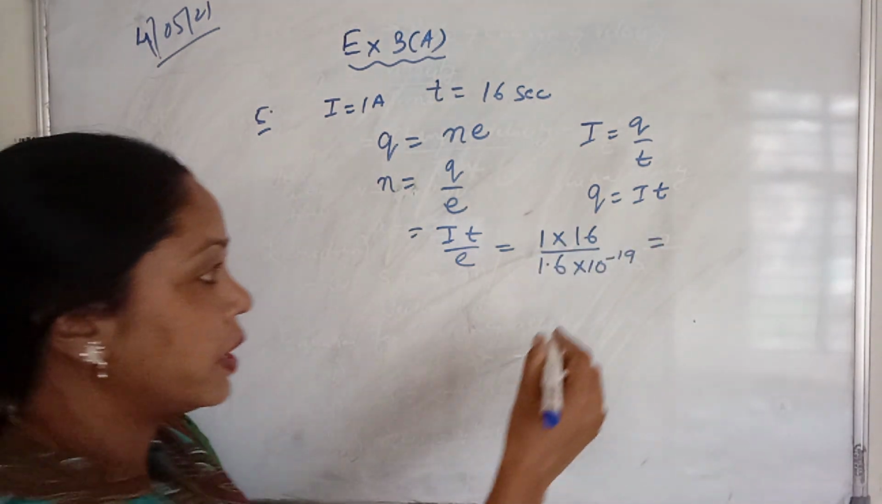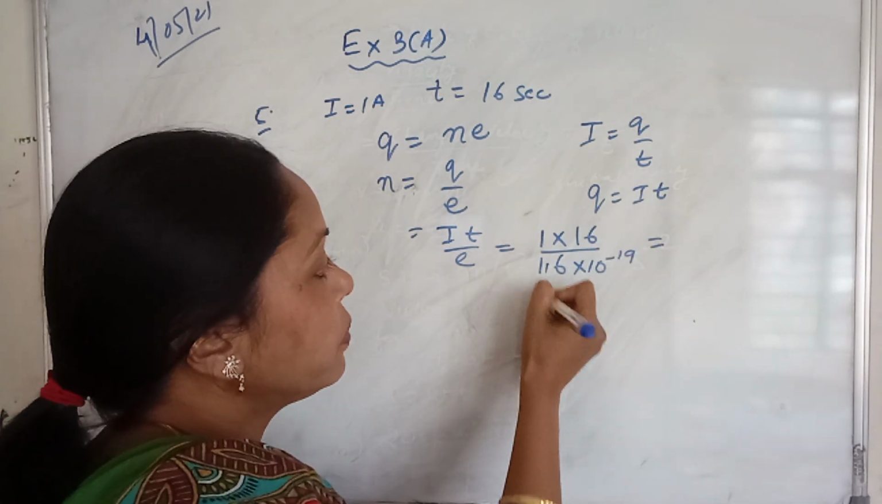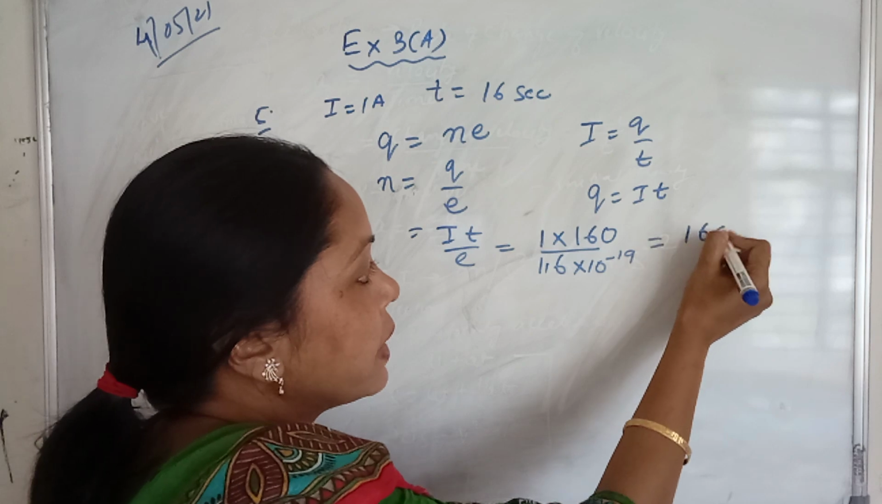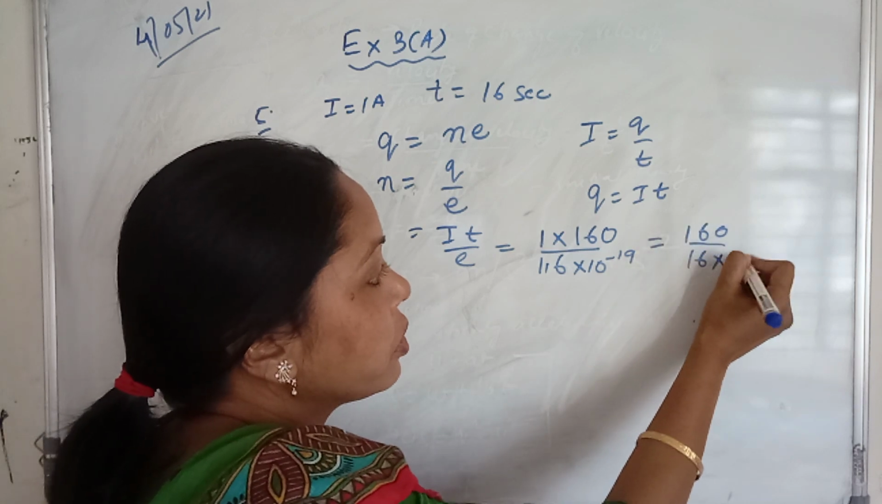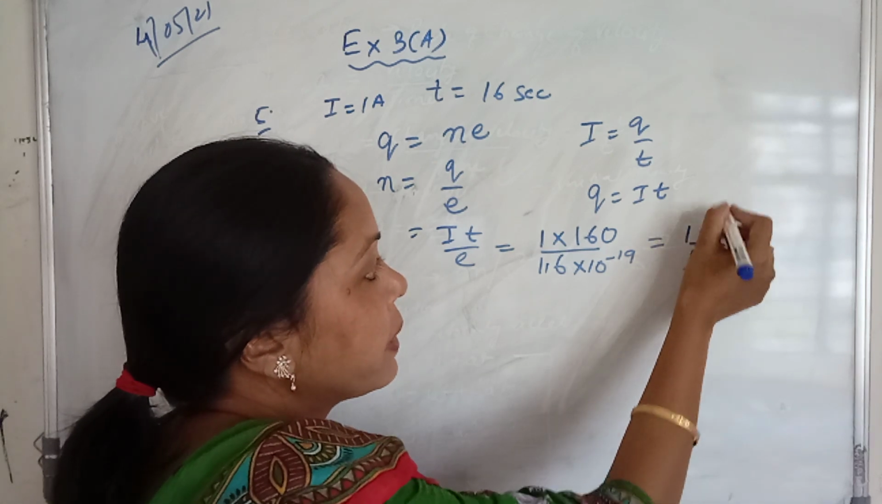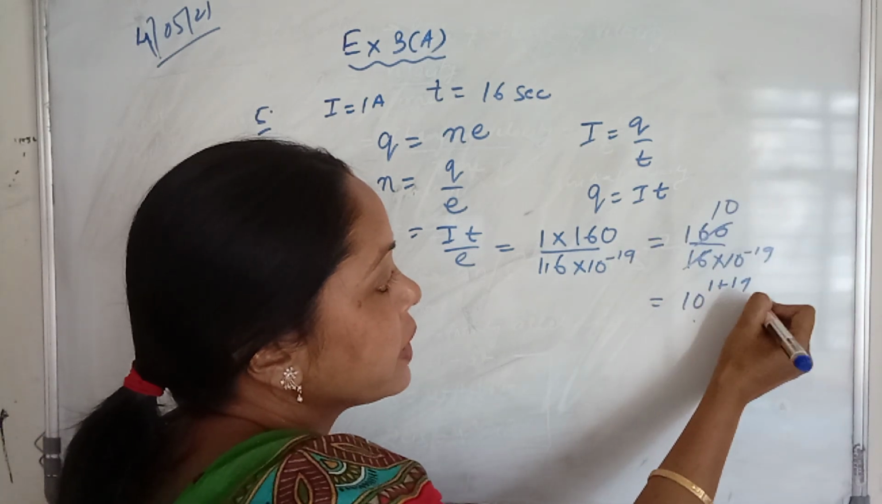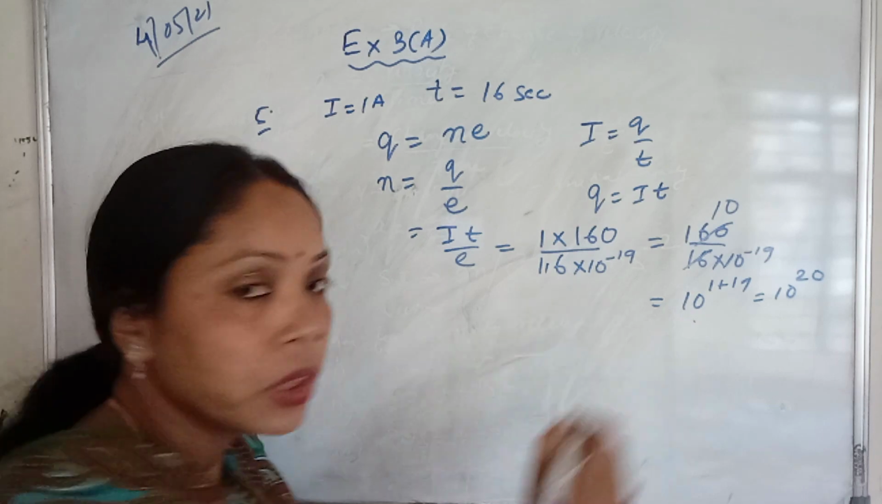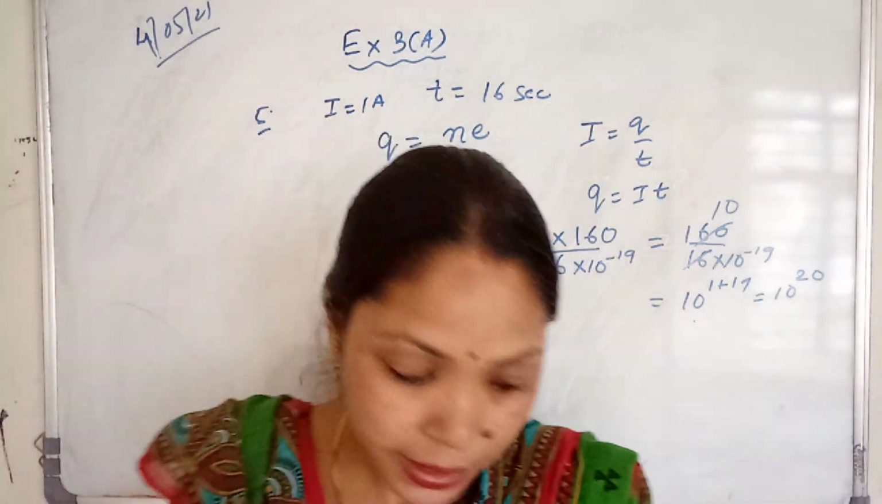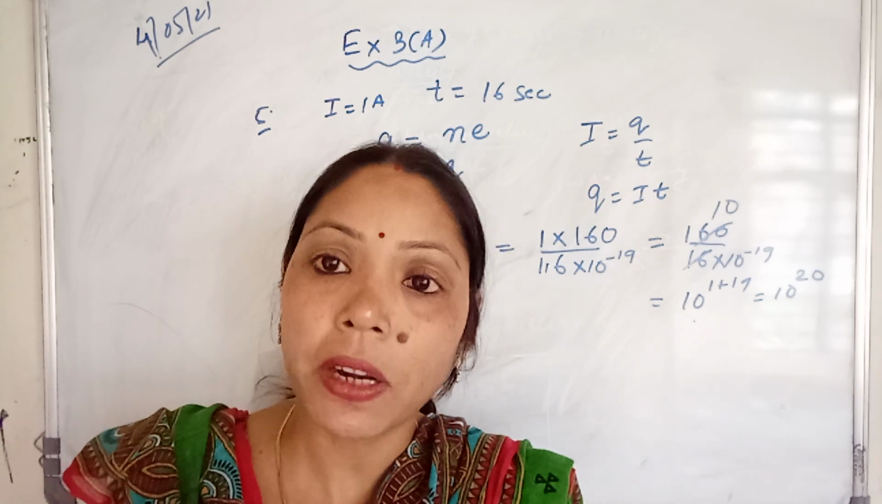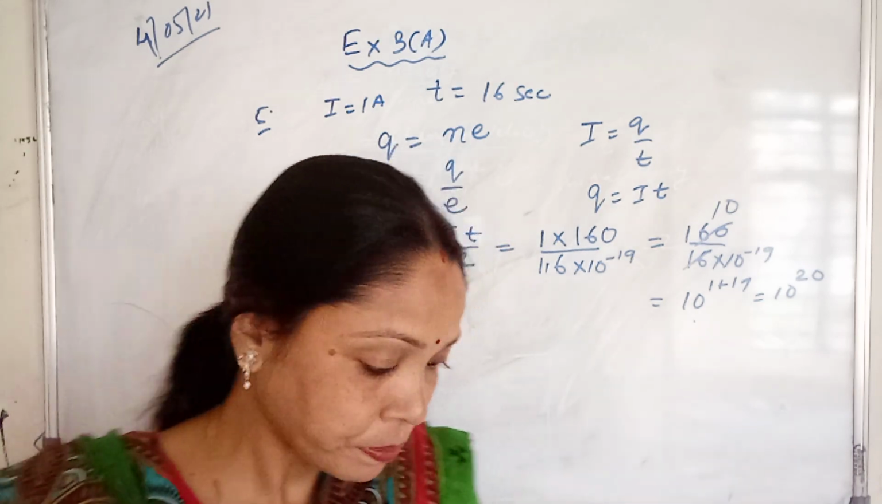After solving this, if you remove the decimal point, you will get a 0 here. So this is 160 by 16 into 10 to the power minus 19. So this becomes 10. So 10, 1 plus 19, which is equal to 10 to the power 20. So option A is correct. That is 10 to the power 20 number of electrons.